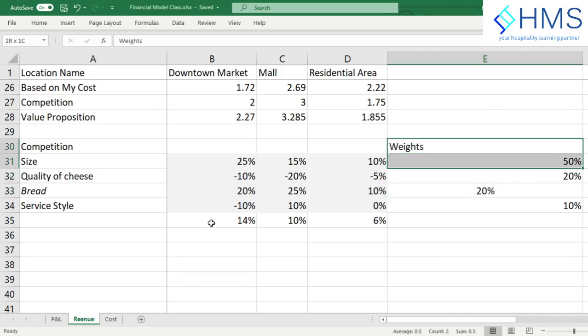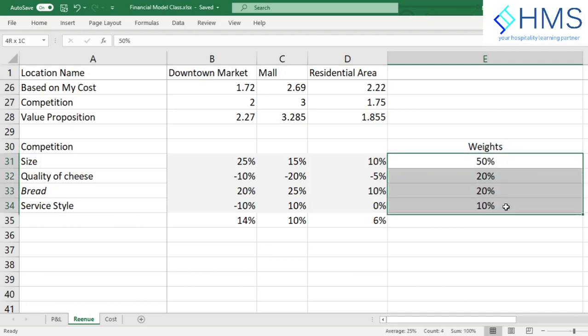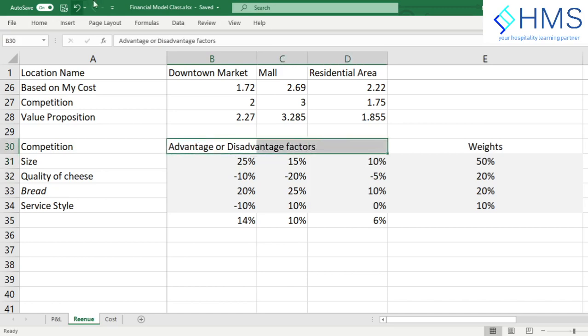For the weights, we need to write down what this column is, so that we understand. We have to label each and every column and each and every row, so that we know what the input is here, otherwise you will get confused later on. And this is the advantage or disadvantage. So this is what it is.